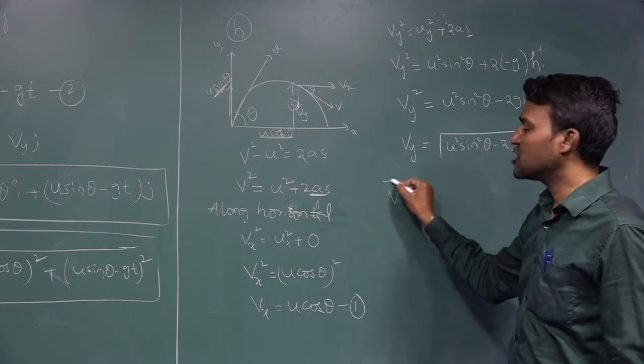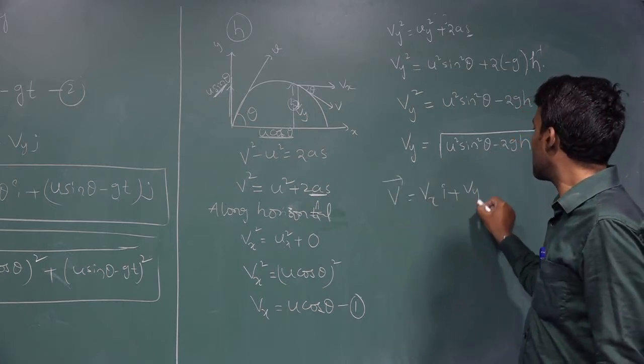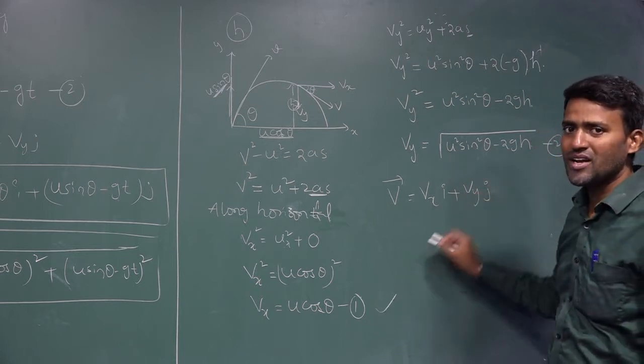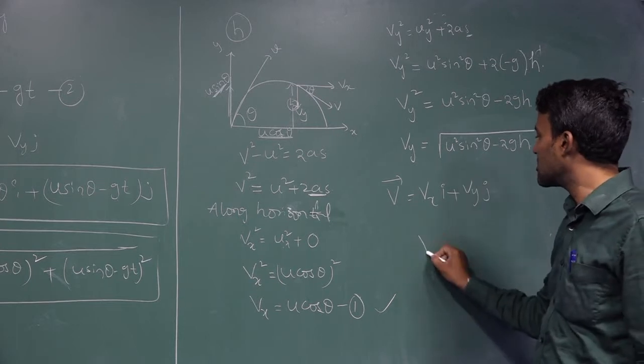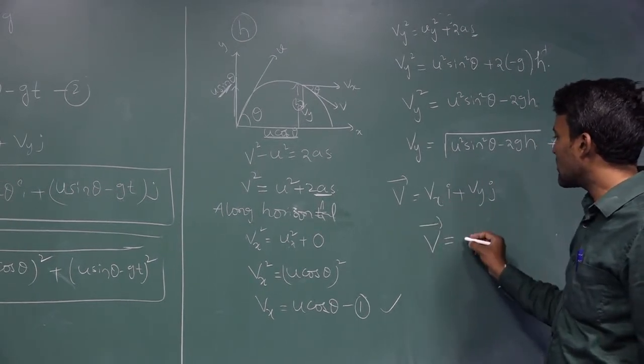What is the final equation? V is equal to Vx i plus Vy j. See here, and it is equation 2. Substitute equation 1 and equation 2 in this equation. You can write V bar is equal to Vx i. What is Vx i here?